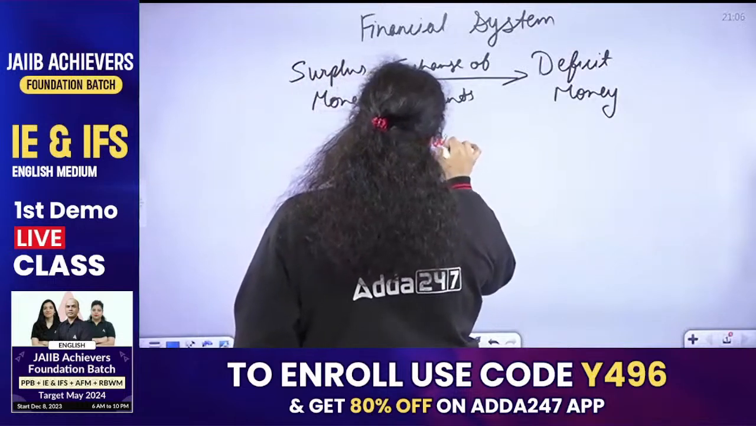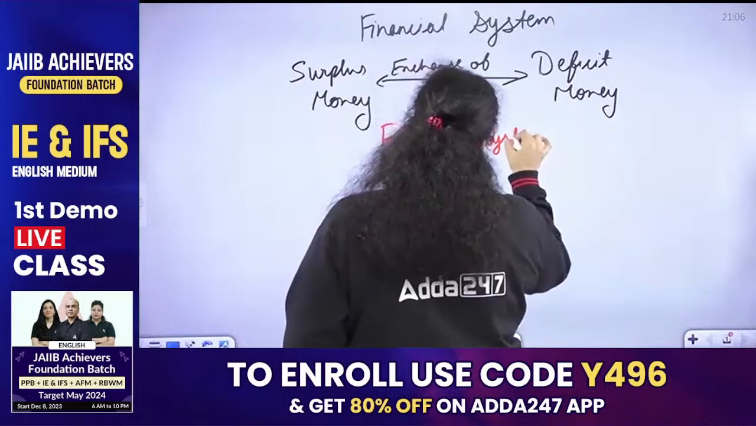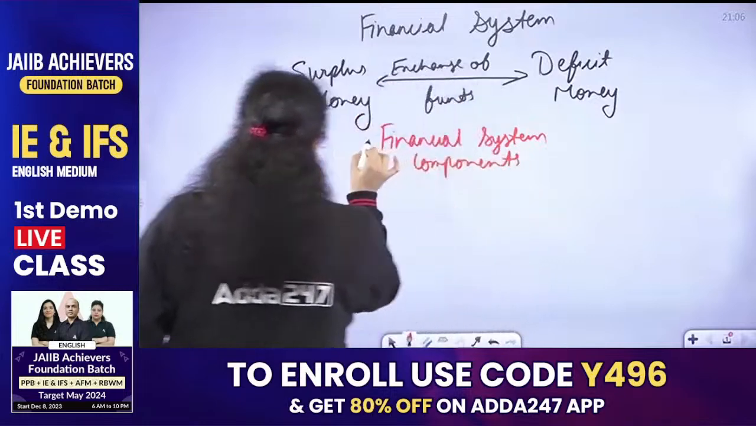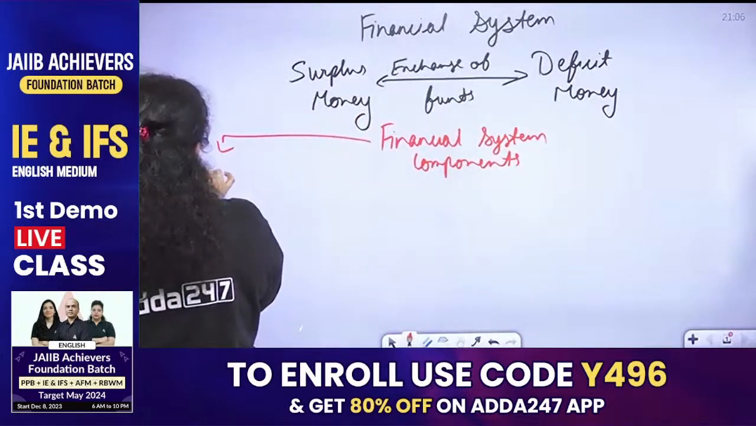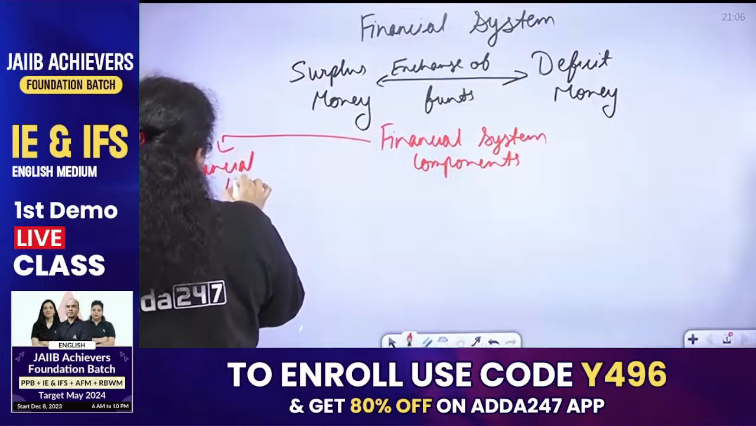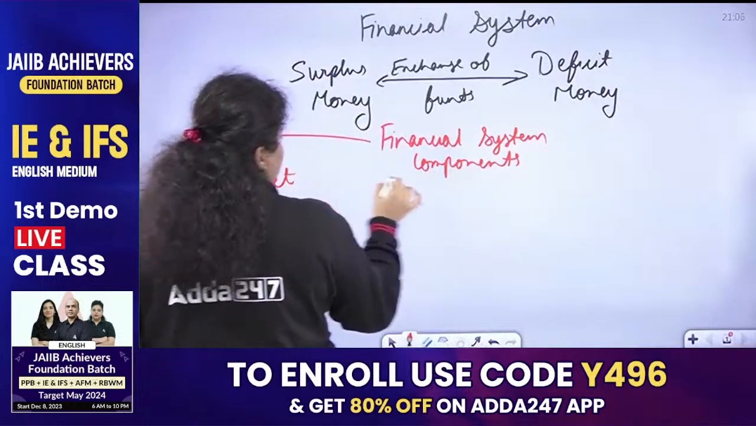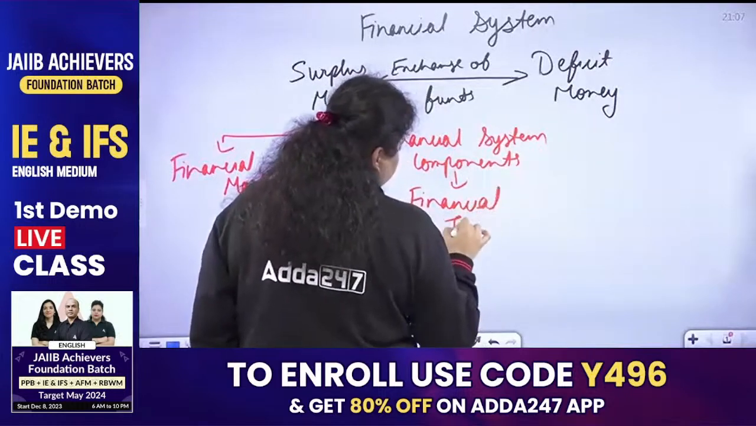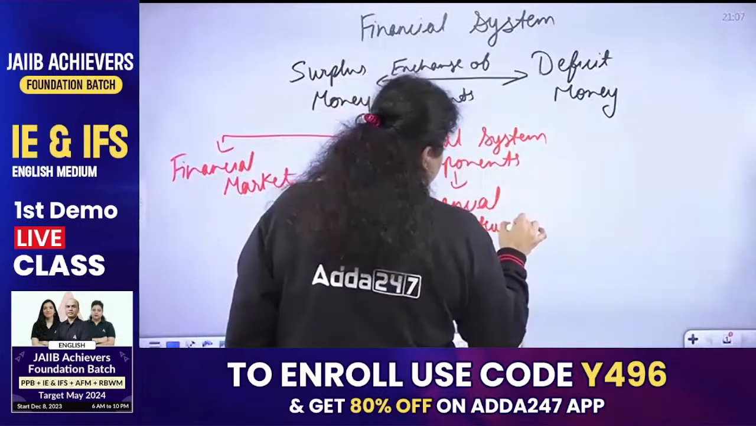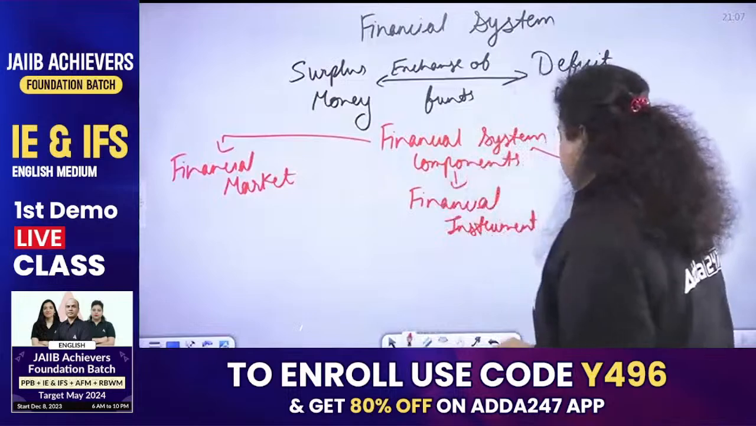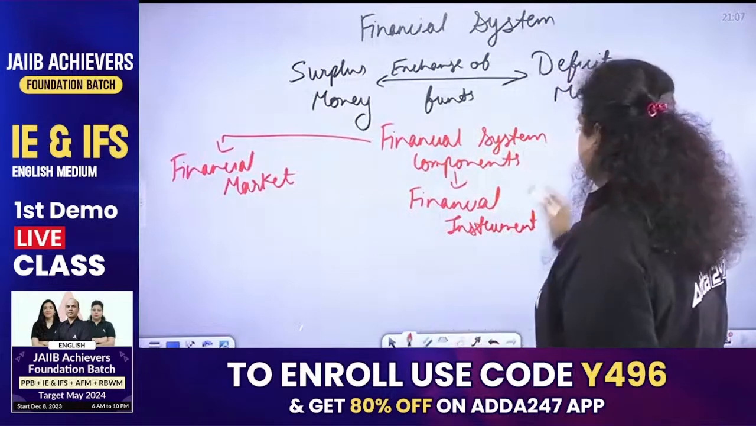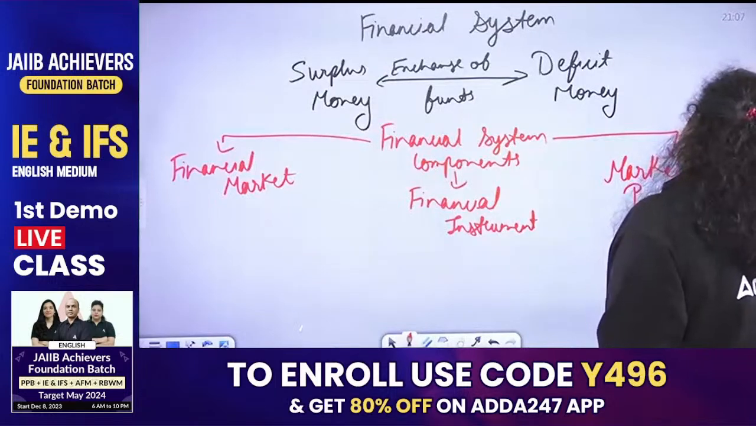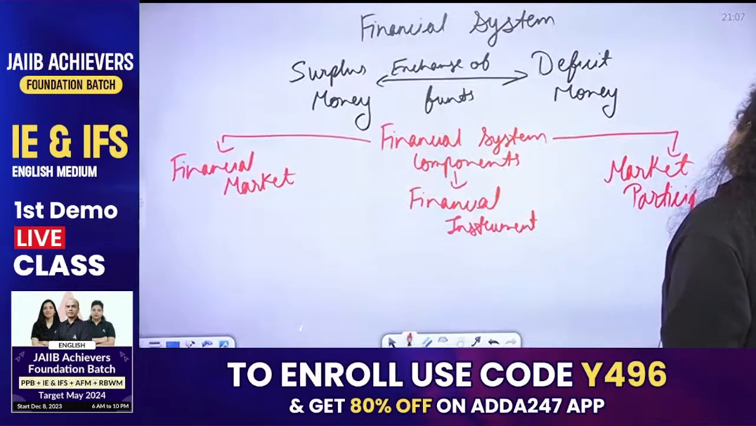Now, to complete this task, we need certain components. The financial system has 3 components. The first is the financial market. Second is the financial instrument. And third is the market participant. Now, what are these components? Let's understand.